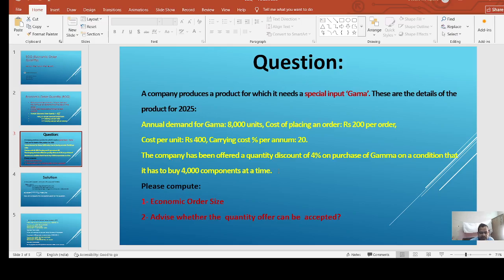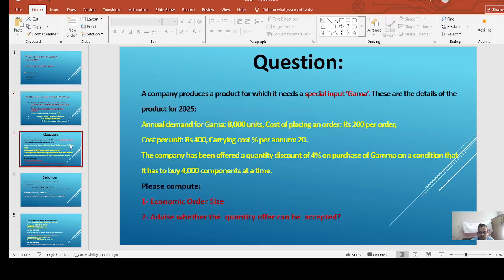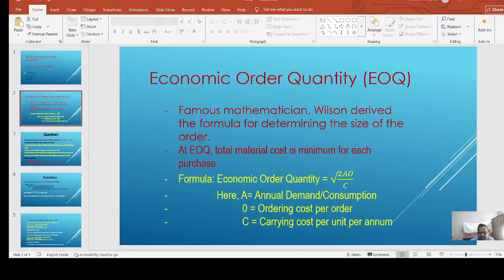So here the question says a company produces a product for which it needs a special input gamma. These are the details. Annual demand for gamma is 8,000 units. So A is annual demand or annual consumption. Cost of placing an order is 200 per order. O is ordering cost per order. Cost per unit is 400 and the carrying cost percentage per annum is 20. So C is carrying cost per unit per annum.